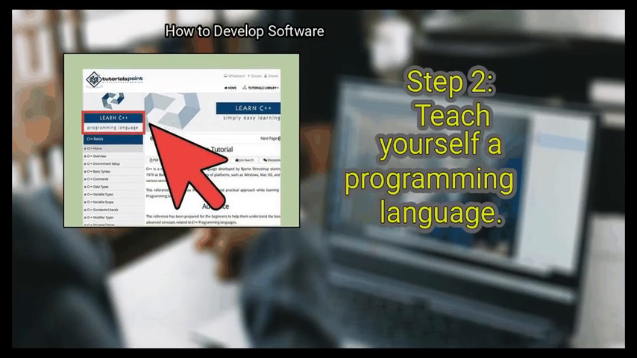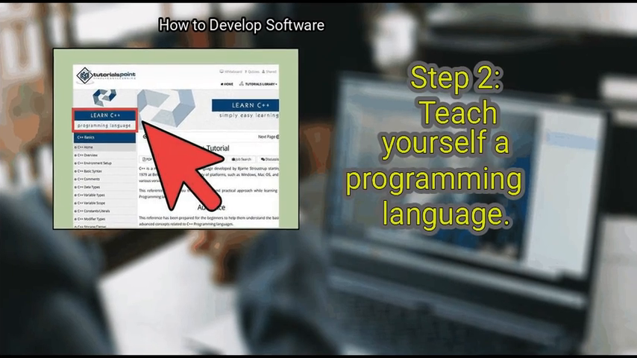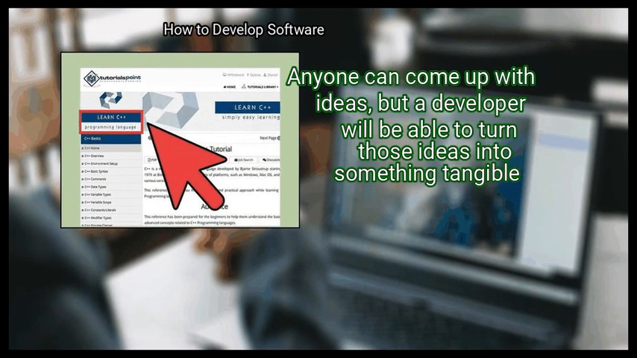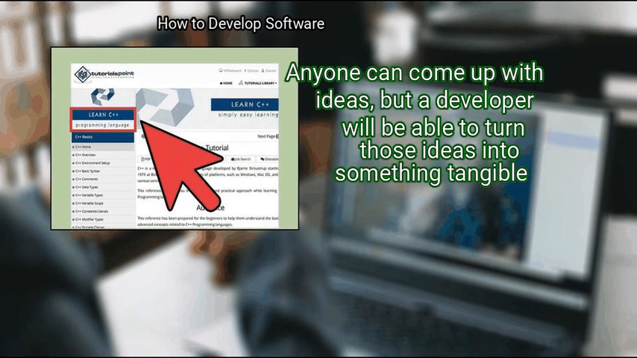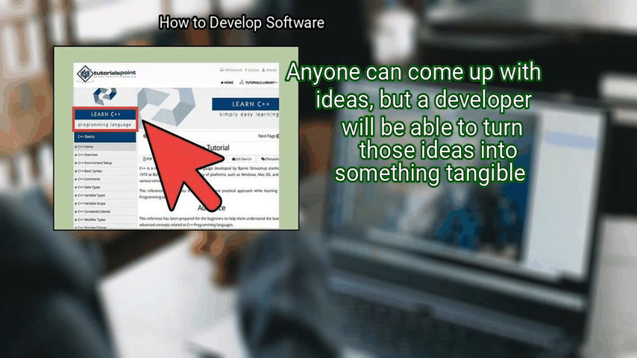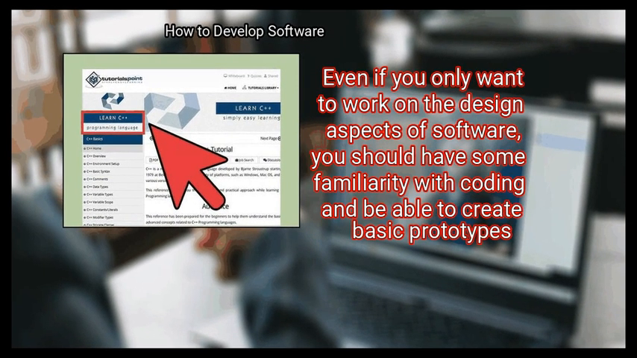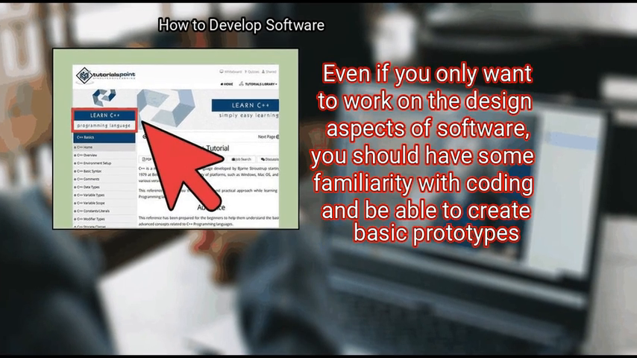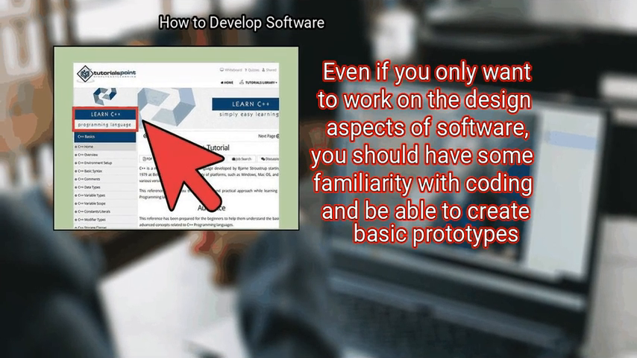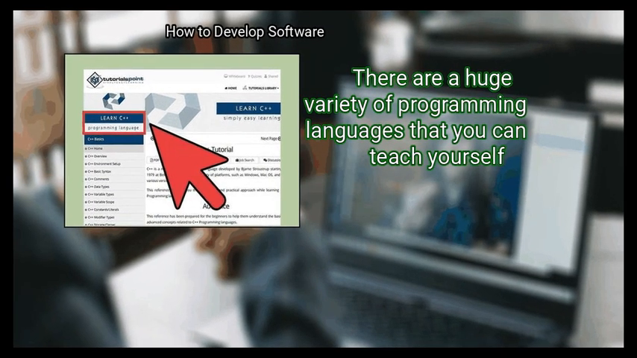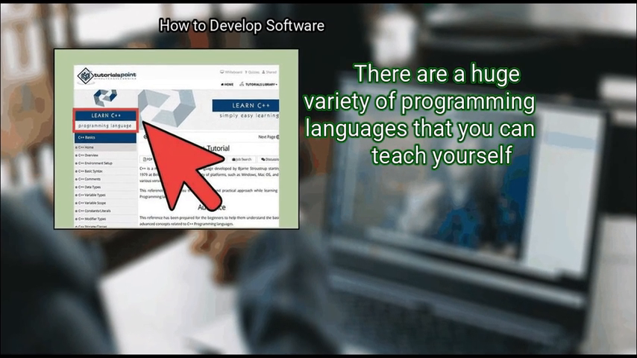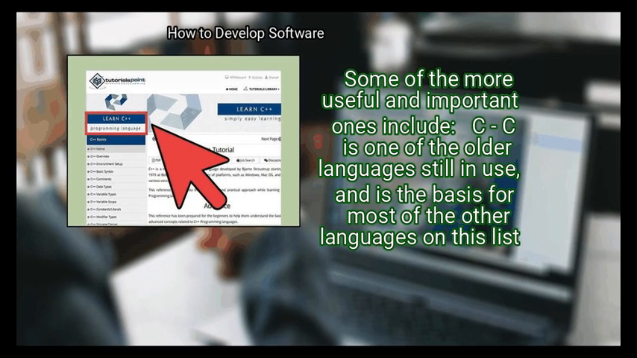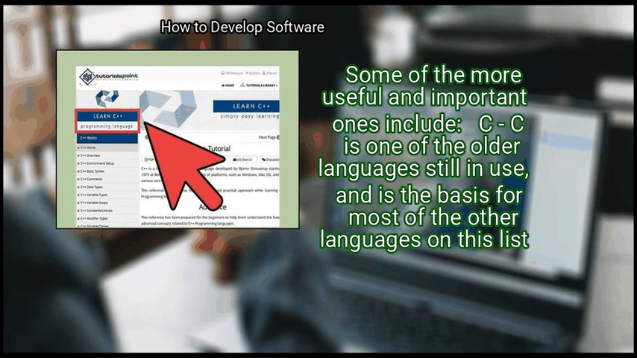Step 2. Teach yourself a programming language. Anyone can come up with ideas, but a developer will be able to turn those ideas into something tangible. Even if you only want to work on the design aspects of software, you should have some familiarity with coding and be able to create basic prototypes. There are a huge variety of programming languages that you can teach yourself. Some of the more useful and important ones include C.